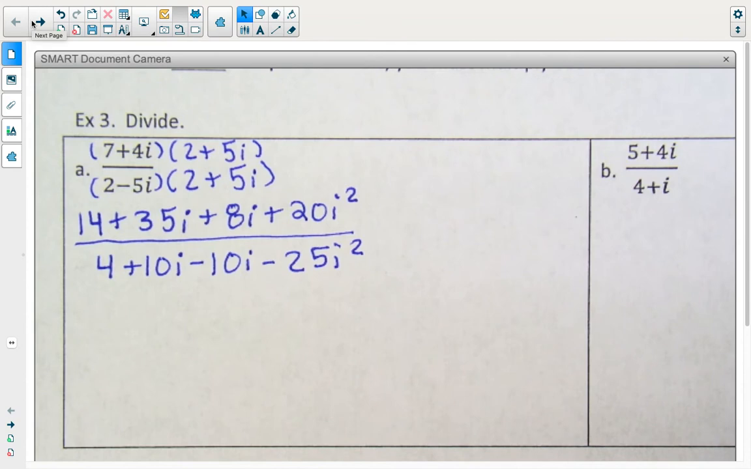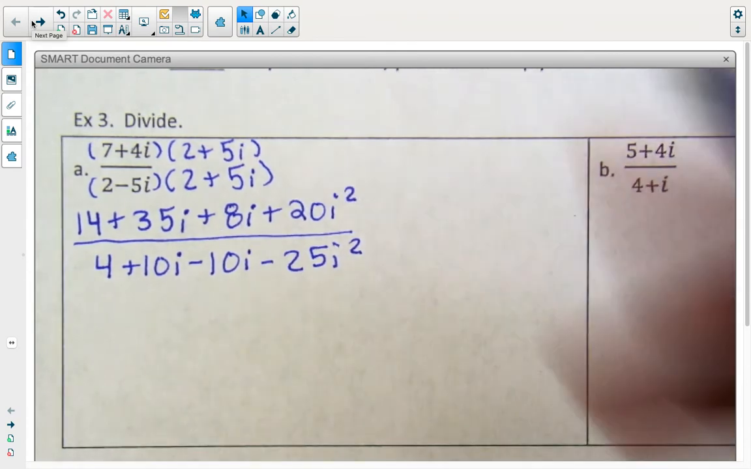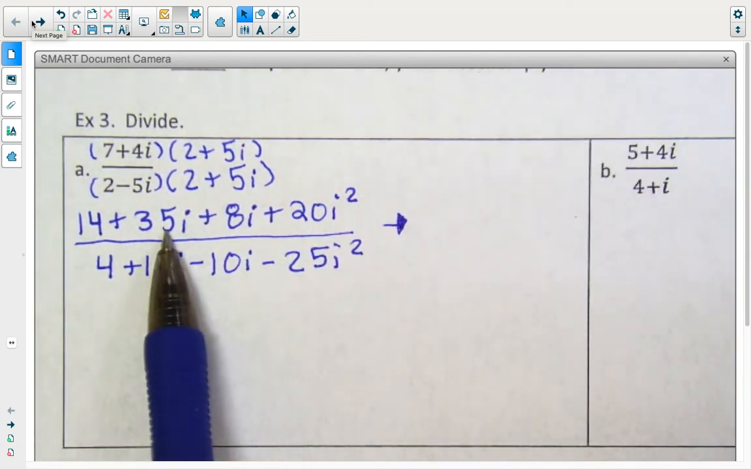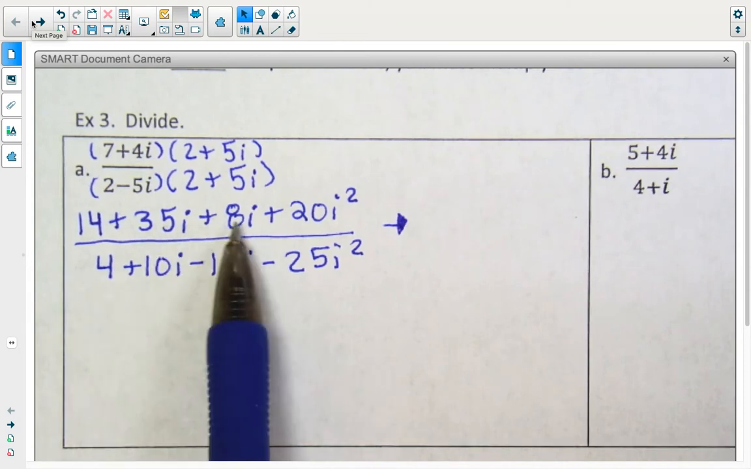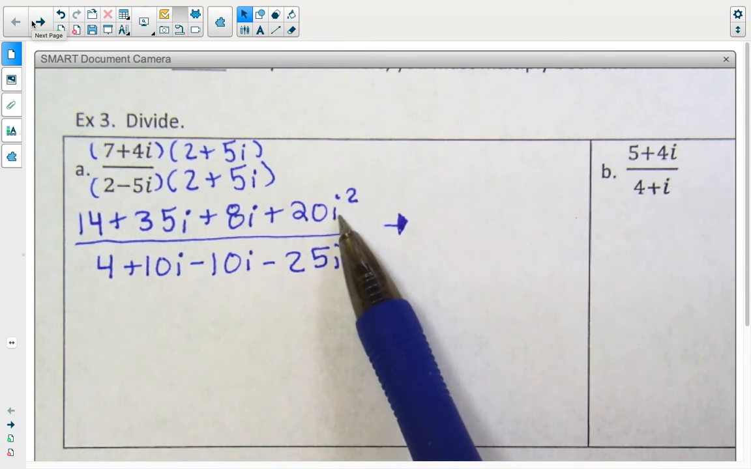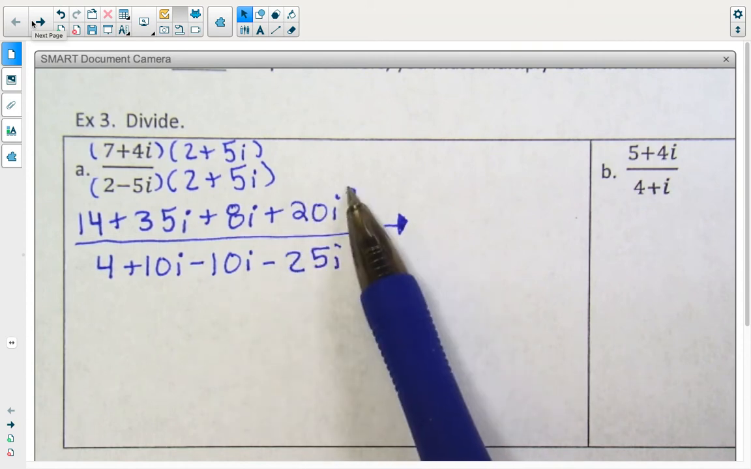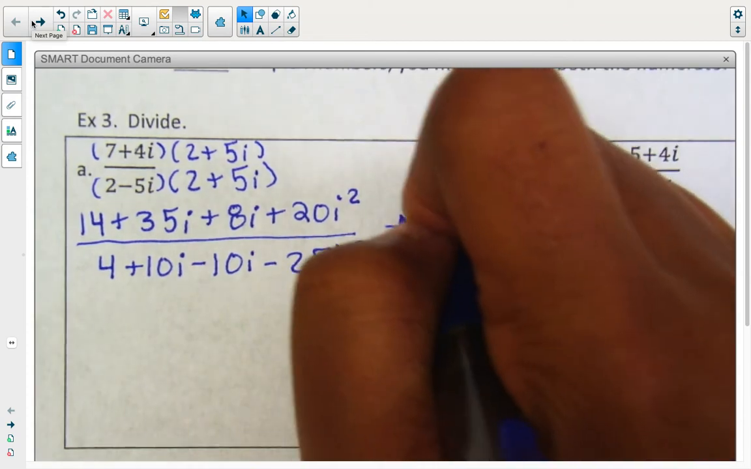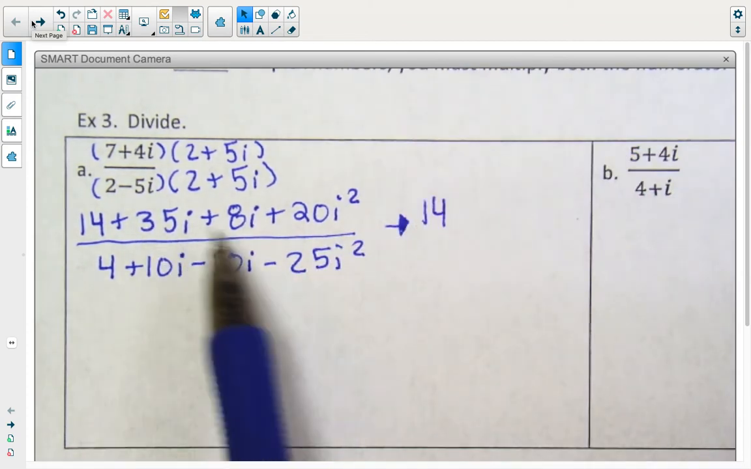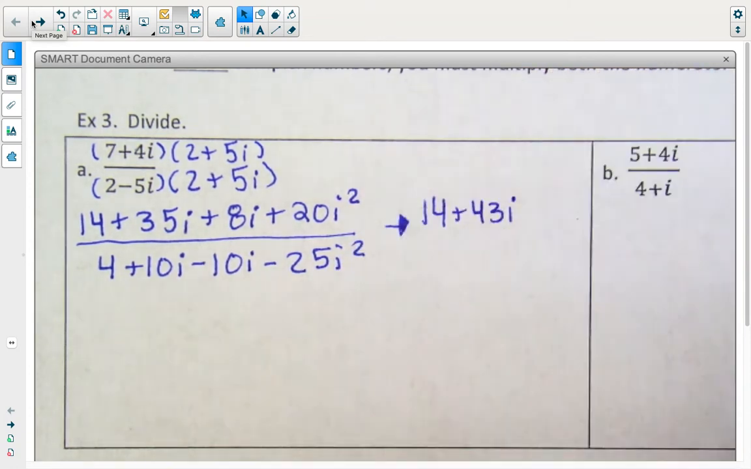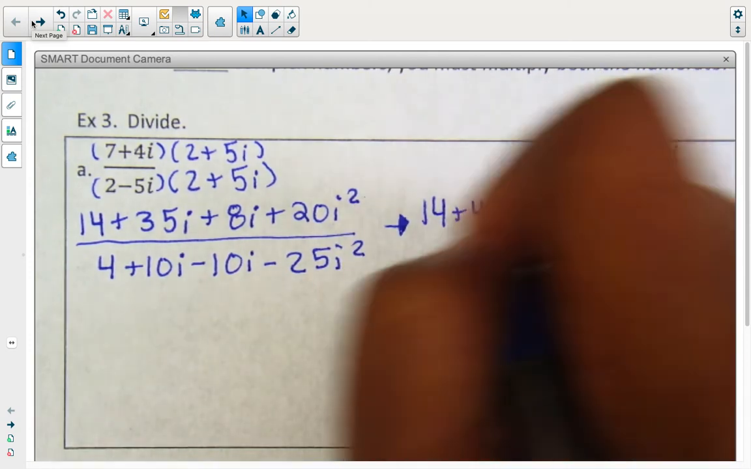Now I'm going to start simplifying some things and kind of crossing some things out. So I'm only going to focus on the top for the time being. Okay. The 35i and the 8i can go together. They are like terms. And I could change this i squared to negative 1. So when you change it to negative 1, all it's going to do is change your sign. So now I have 14. 35i plus 8i is 43i. This is plus 20i squared. It now becomes minus 20.